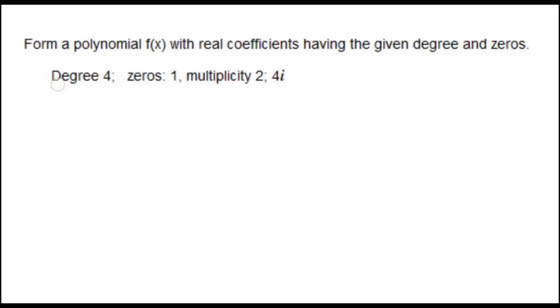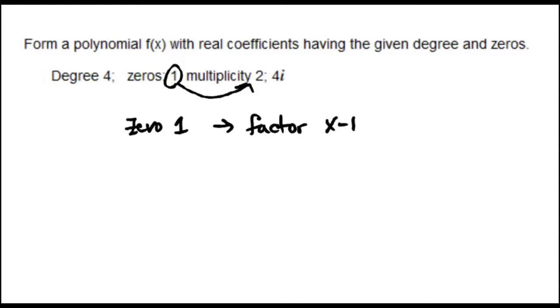So we notice that we have a polynomial of degree 4, and the fundamental theorem of algebra tells us that we have at most 4 zeros. So we have a 0 of 1, and it's stated that it has a multiplicity of 2. When a polynomial has a 0 of 1, that means that it has a factor of x minus 1. And the fact that this has a multiplicity 2 means that we have another factor of x minus 1.